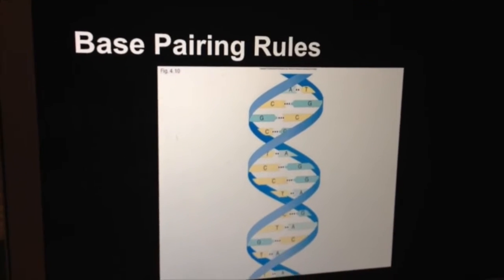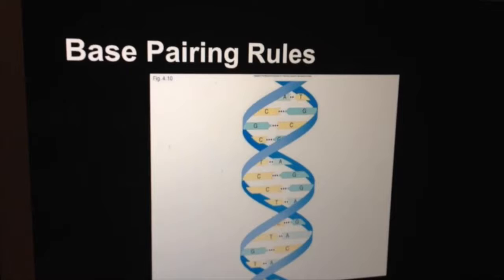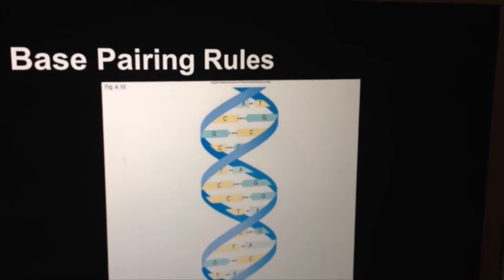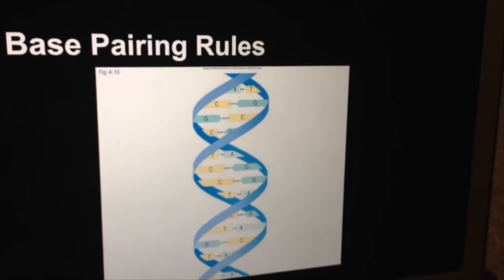Base pairing rules. Adenine pairs with thymine, guanine pairs with cytosine. Watson and Crick founded this.